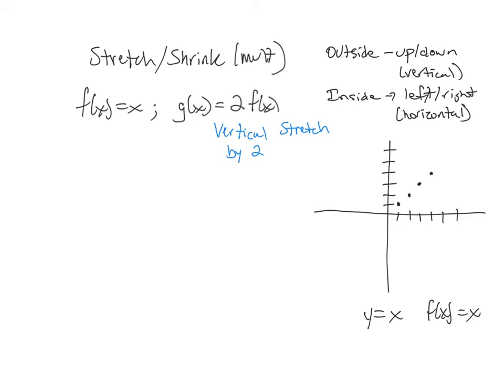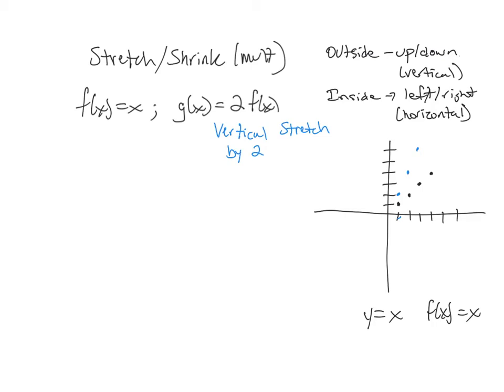Okay, what the heck does that mean? Well, vertical means up and down. It just means instead of going over 1 and then up 1, we would go up 2. Instead of over 2, up 2, what's 2 times 2? We would go up 4. Instead of over 3, up 3, what's 3 times 2? 6.